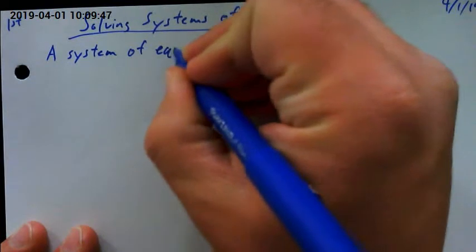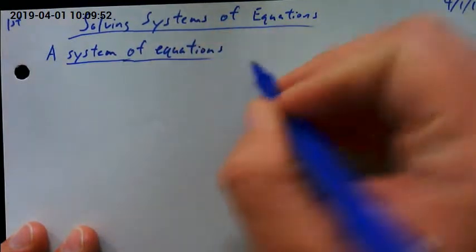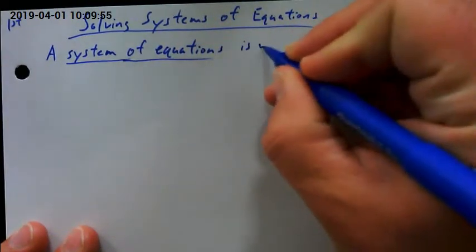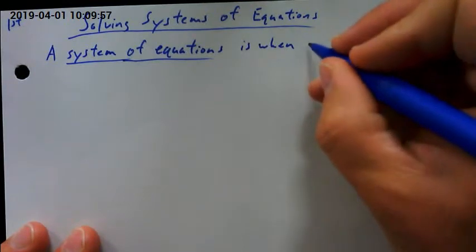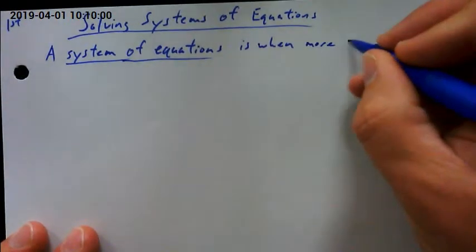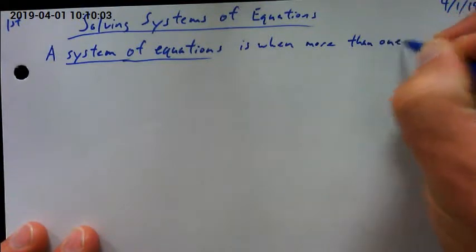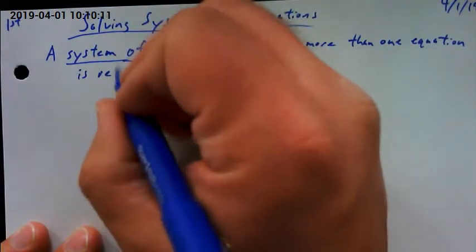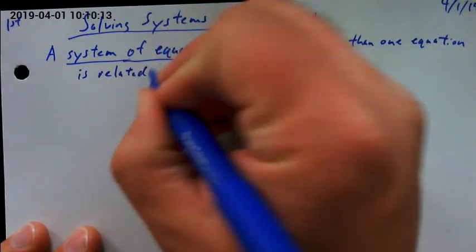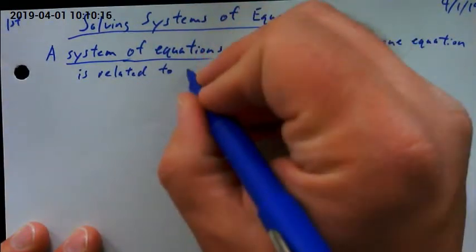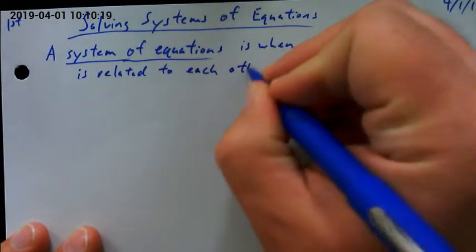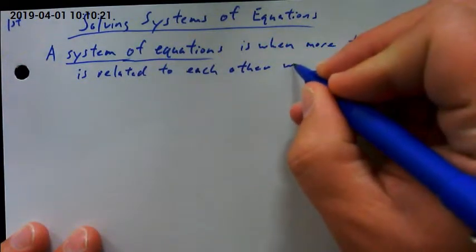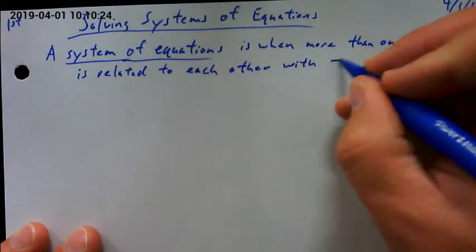So a system of equations is when more than one equation is related to each other with the same variables.